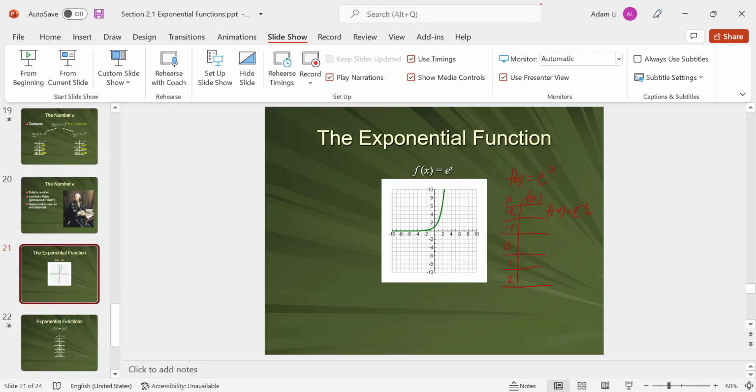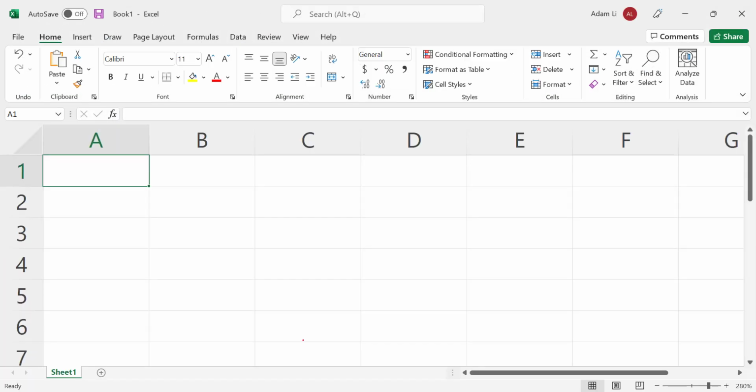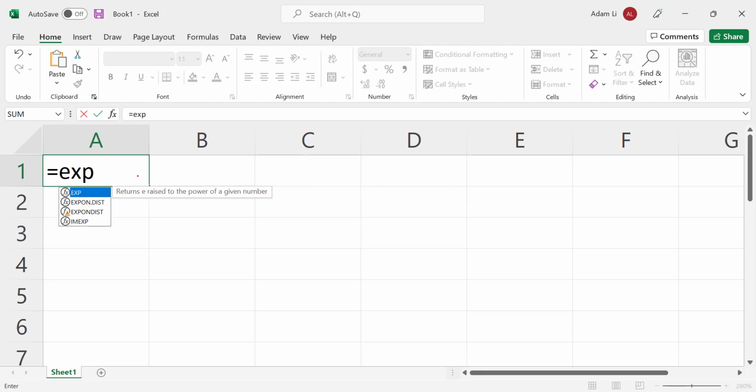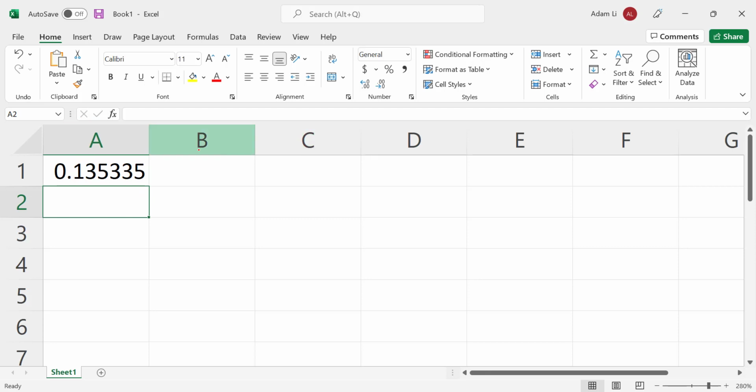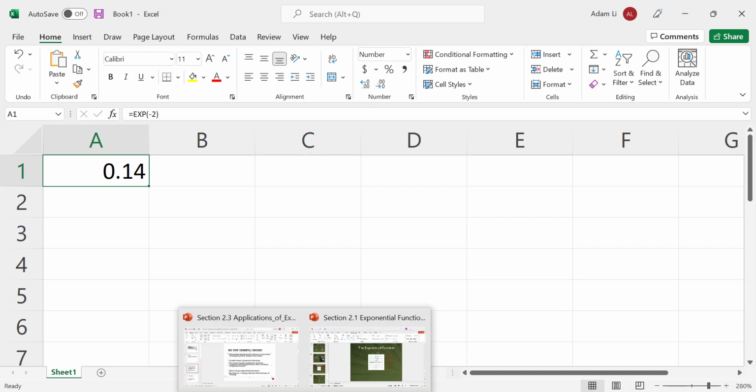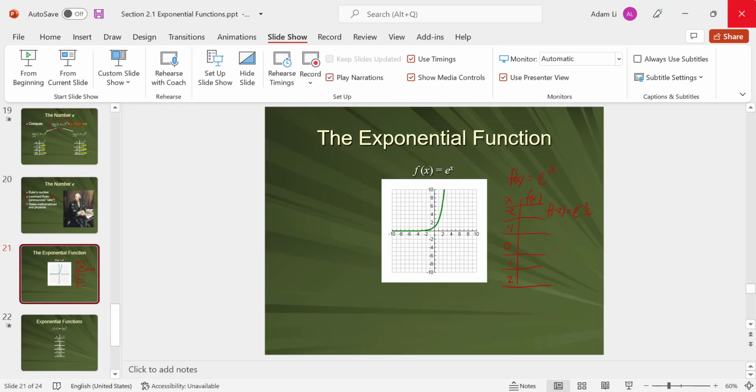I'm going to show you how to get this in Excel. So this is equal to e to the second power. It turned out to be 0.114 approximately. If you round it to 2 decimal places, it's approximately equal to 0.14. So now let's go back. So this is equal to 0.14.